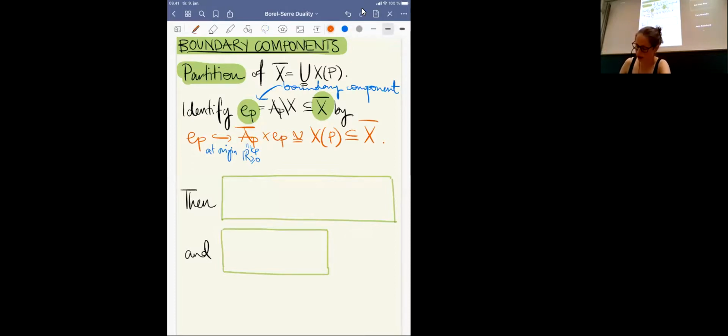So with this identification, it turns out that we can write X bar as a disjoint union over P of these EPs. So a disjoint union, not topologically, but as a partition. And here we have EG is equal to X. G is SLM. So the boundary component associated to the whole group is the interior.